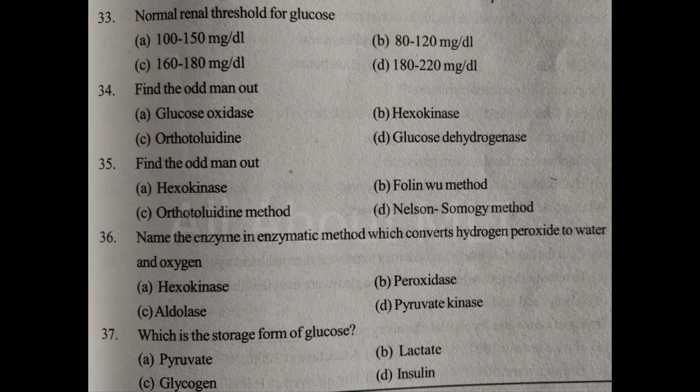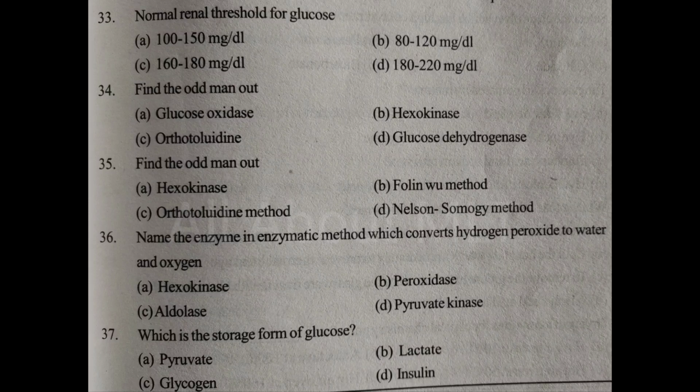Normal renal threshold for glucose. Option A, 100 to 150 mg per dL. Option B, 80 to 120 mg per dL. Option C, 160 to 180 mg per dL. Option D, 180 to 220 mg per dL. Answer is option C, 160 to 180 mg per dL.